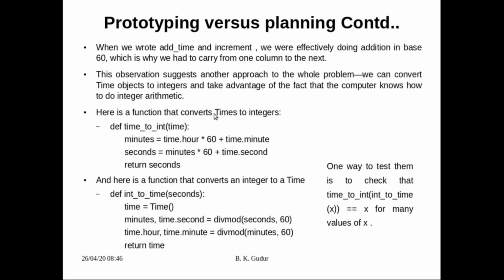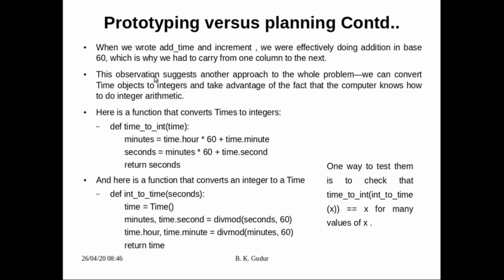Here, when we wrote add time and increment, we were effectively doing addition in base 60, which is why we had to carry one column to the next. Because in the improved version of add and increment, after every 60 we carried one to the minute and later to the hour. This observation suggests another approach to the whole problem.